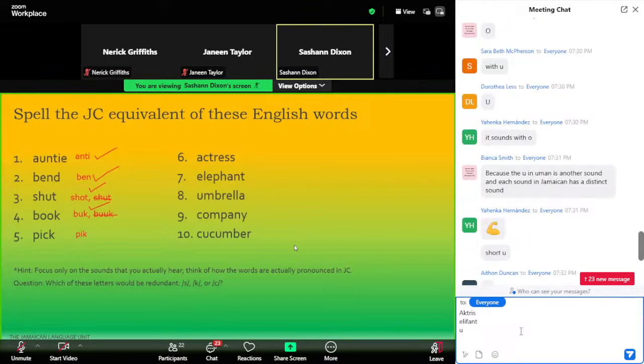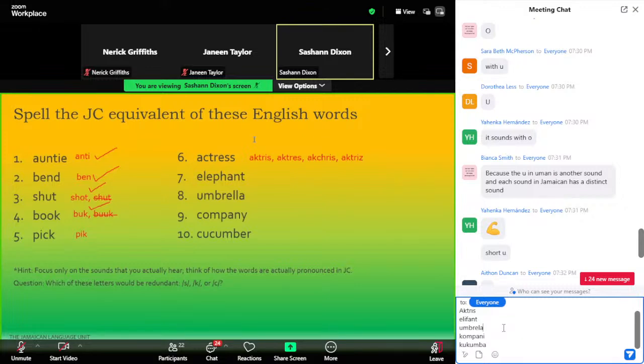I think I'm only seeing 2. No, there's another one. Okay, let me put them on the screen. So we have AKTRIS, I think. AKTRES. Let me see if I missed any. Okay. Lovely. So we have 4 options for this one. Let's work through it. Okay. Remember, the pronunciation is actress.